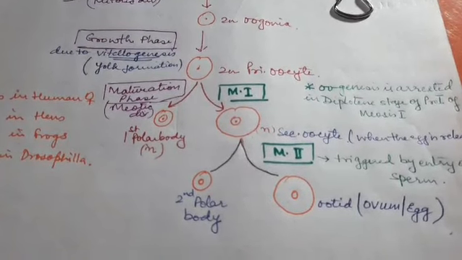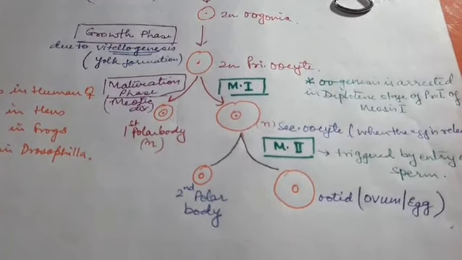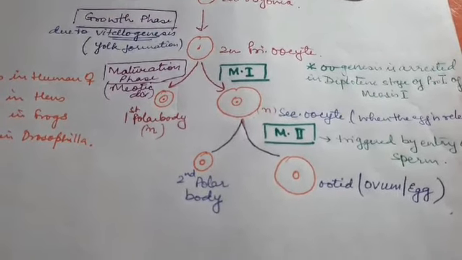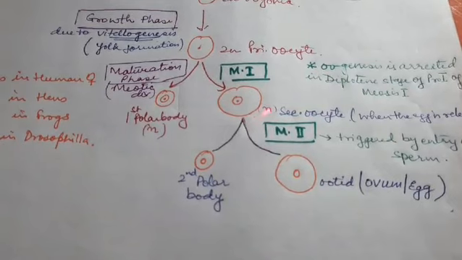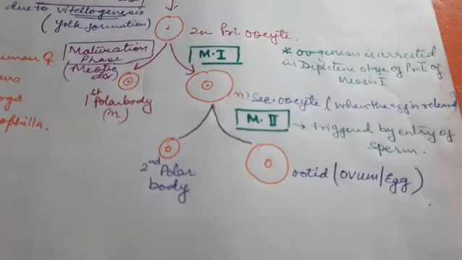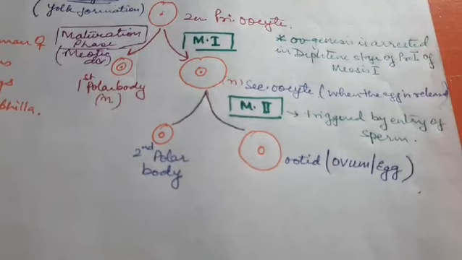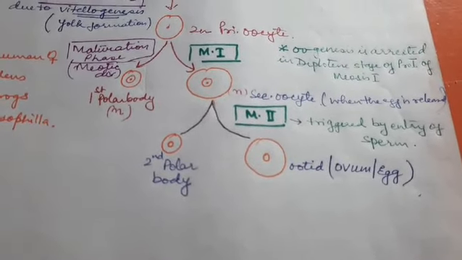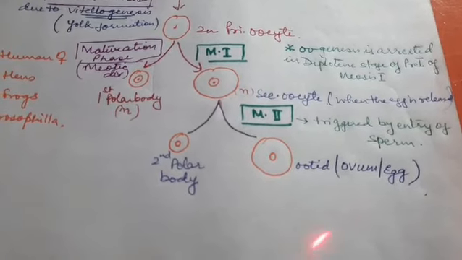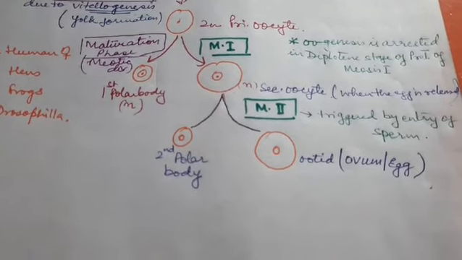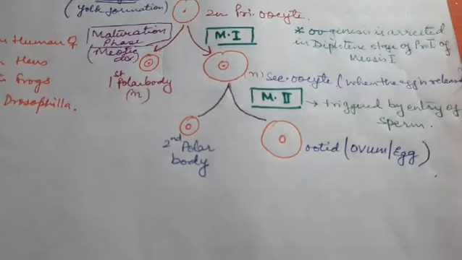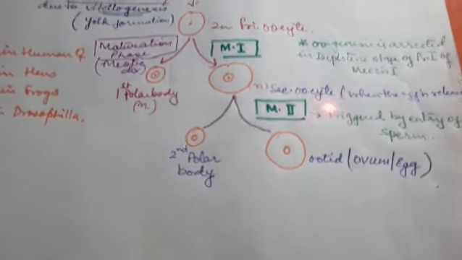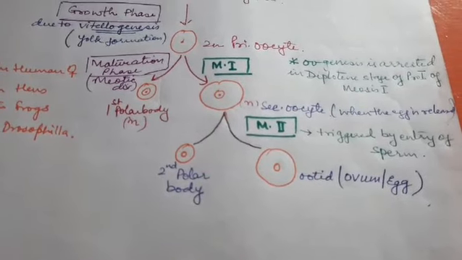This tiny cell will degenerate later on and is called the first polar body, and the larger cell is called the secondary oocyte. It is haploid because it is formed after the reduction division, and it is bigger in size because it has retained the cytoplasm in it. If you are able to recall the structure of the ovary, we discussed that the egg is released at this stage, that is the secondary oocyte at this stage.